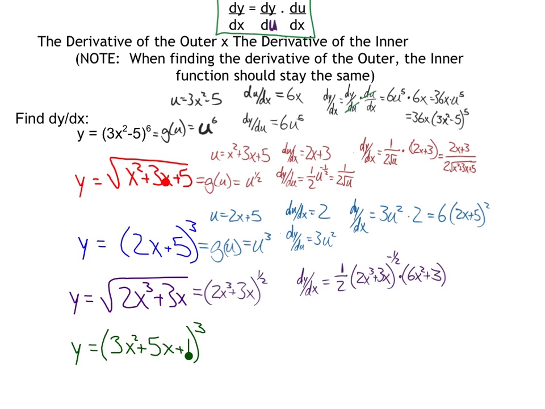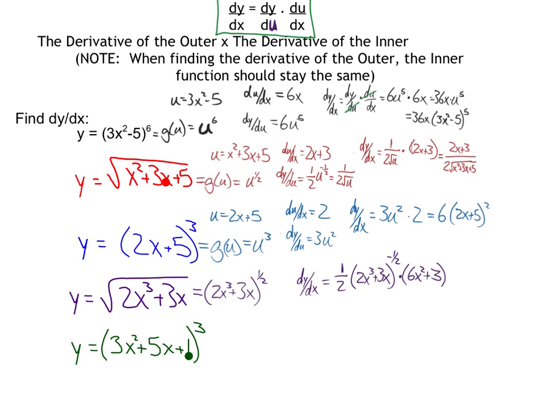Okay? So this right here is something that's going to be helpful to remember. It's the derivative of the outer function times the derivative of the inner function. And when you're getting the derivative of the outer, the inner function stays the same, because we're going to take the derivative of the inside and multiply it at the end.